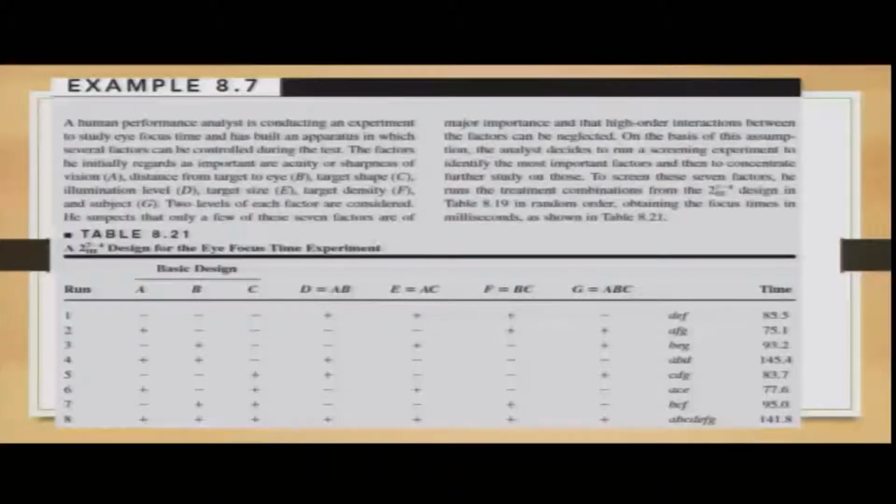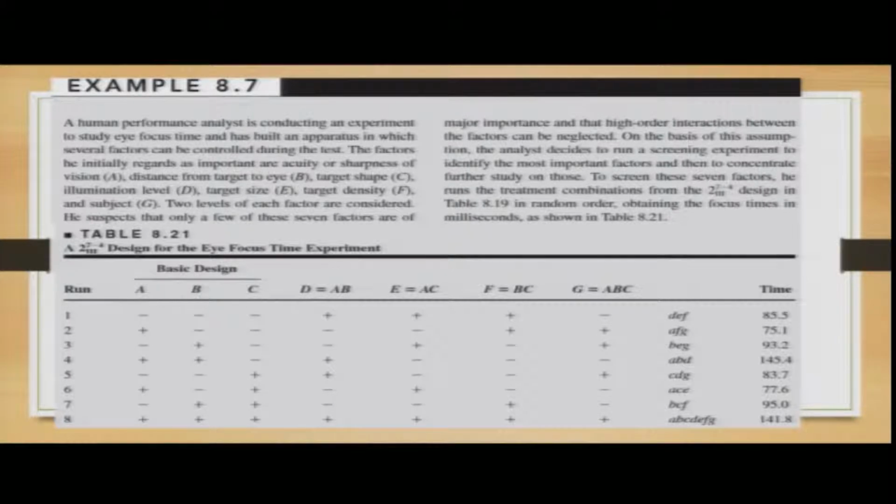And the other factor is basically the subject. So, you have basically A, B, C, D, E, F, G, such individual factors. Two levels of each factor are considered. The experimenter suspects that only a few of these 7 factors, which he has considered, A to G, are of major importance for the study, and that higher order interactions between the factors can be neglected.